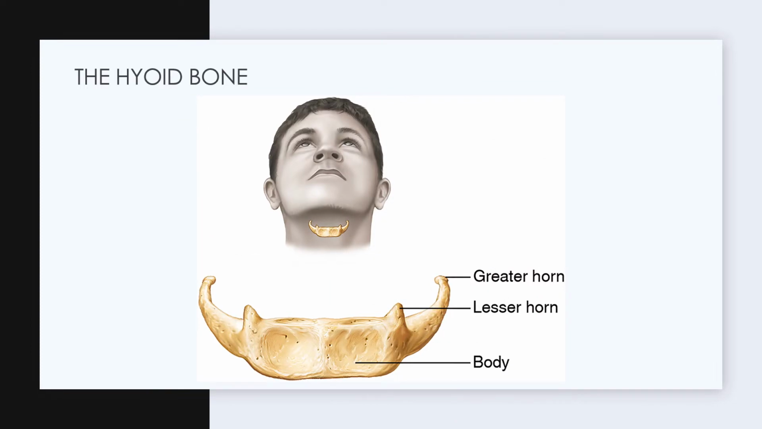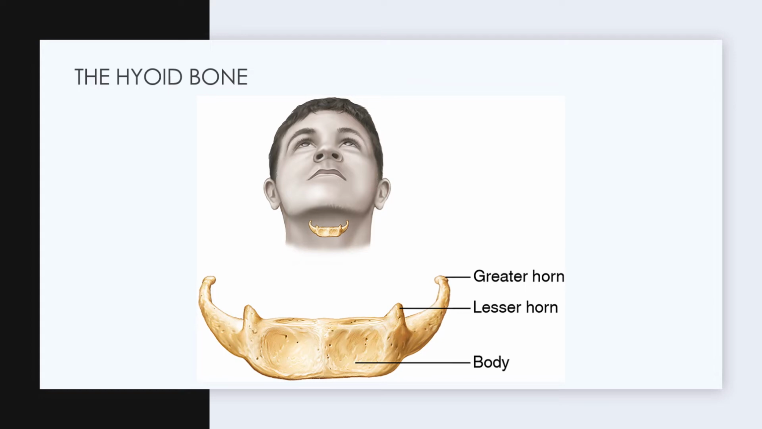Let's talk about the hyoid bone. It's not really part of the skull, but it is closely related to the mandible and temporal bones. It's unique in that it's the only bone of the body that does not articulate, which means it does not form a joint with another bone. Instead, it's suspended mid-neck, about 1 inch above your larynx, which is your voice box, and it's anchored by ligaments to the styloid processes of the temporal bones.